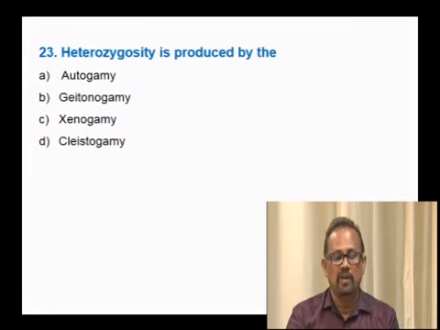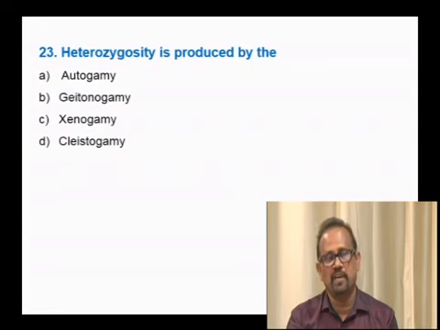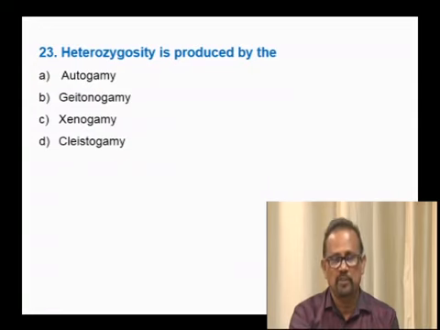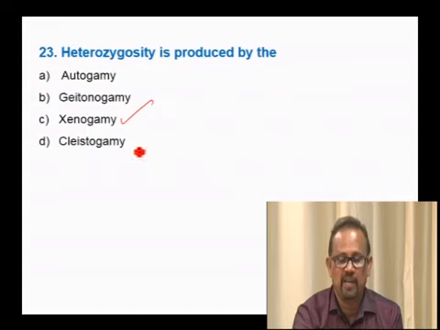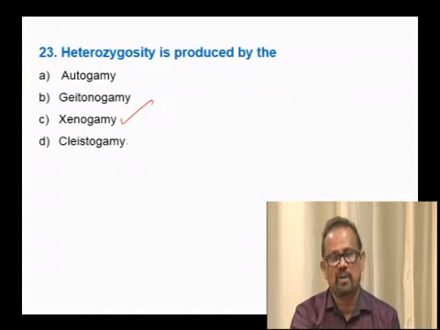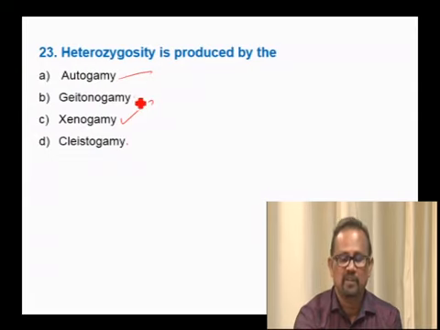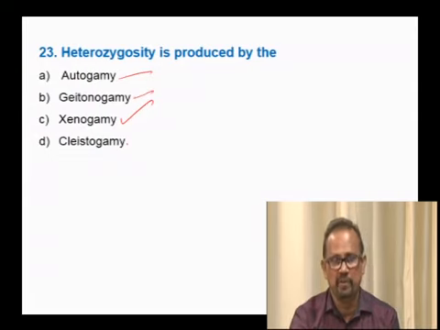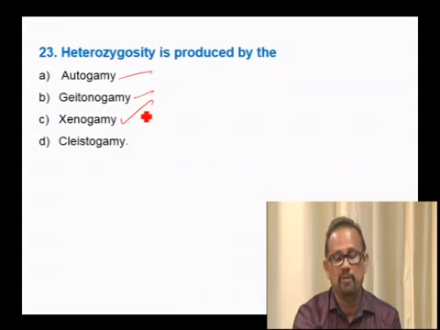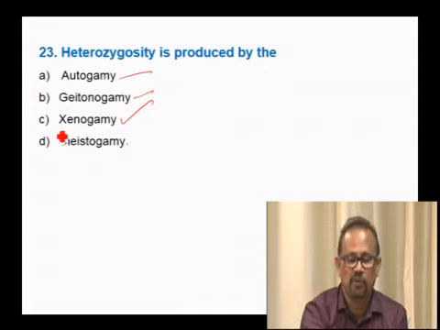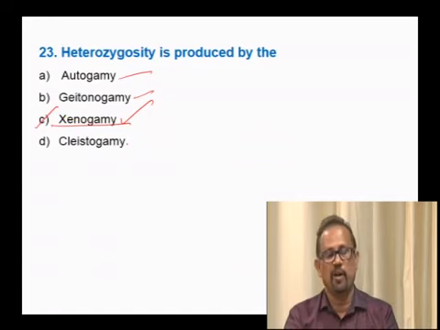Next question, heterozygosity. Heterozygosity is due to the pollination brought about by genetically dissimilar plants. Therefore, it has to be xenogamy. Cleistogamous flowers are those which do not bloom, which favors self-pollination. Autogamy is self-pollination within the flower. Geitonogamy, between the flowers of the same plant. Xenogamy, between the flowers of genetically dissimilar plants. Therefore, heterozygosity is possible in xenogamy.